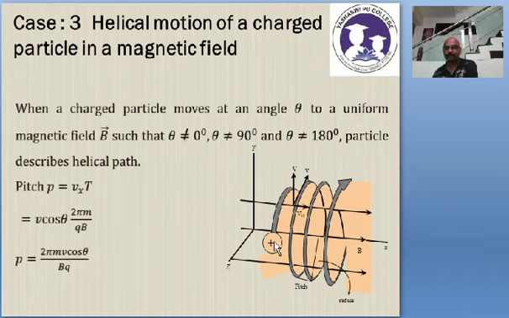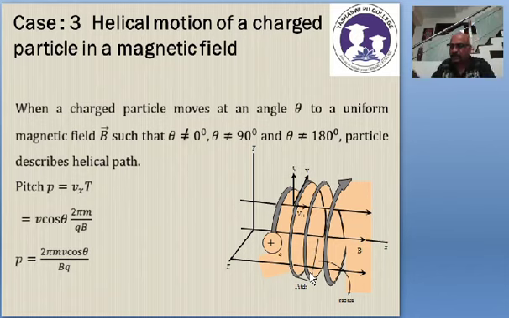Here we define a concept known as pitch. Pitch is the distance travelled by the charged particle along the direction of the magnetic field in a time equal to one time period. That means, say the particle starts here and it goes and comes back. By the time it comes back, it would have travelled some distance along the positive x-axis. See that it goes in this direction and comes back here. So that is the distance travelled along the magnetic field in a time equal to one time period.